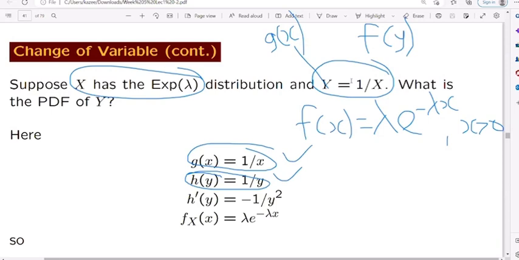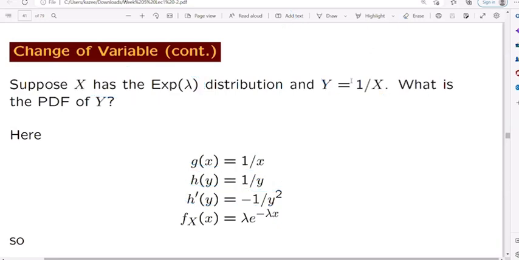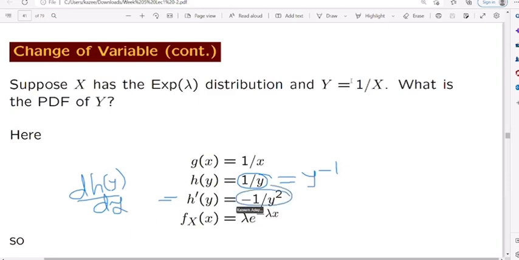Now when you have h of y equal to 1 over y, you find the derivative. The third line here is the derivative of that function, 1 over y. Another way to write that is y raised to the power minus 1. When you differentiate that, what this is telling you is h of y, dy, which is equal to this. Look at that, you've differentiated it.